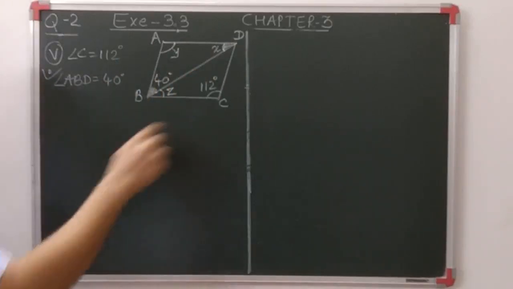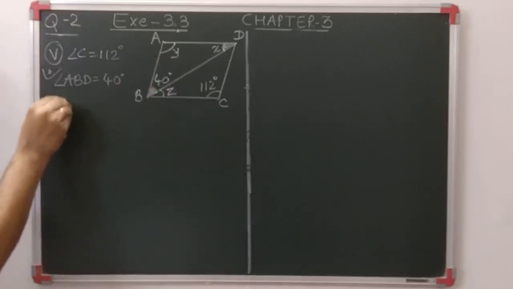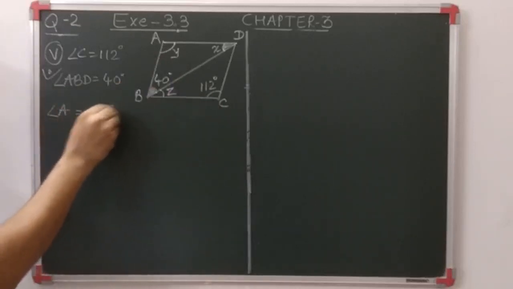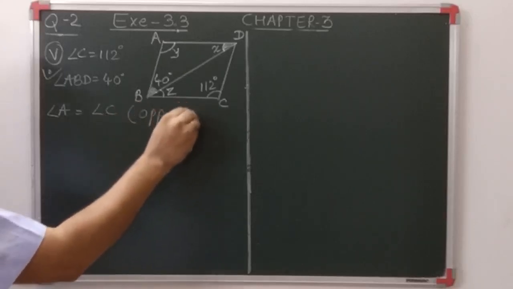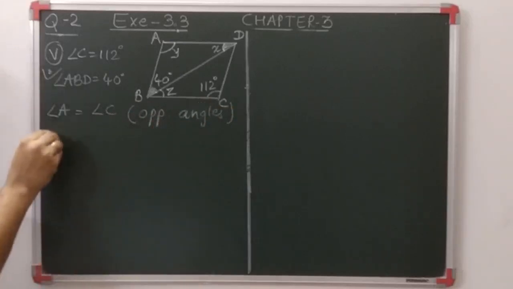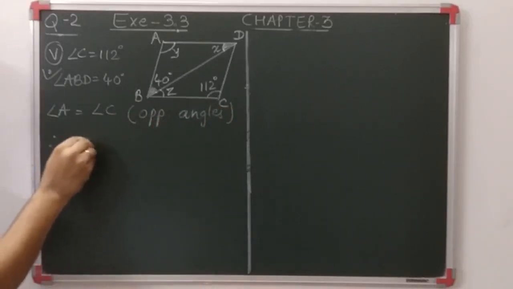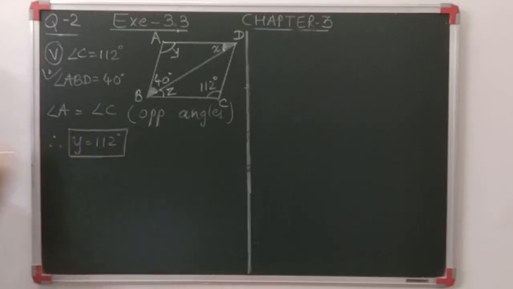Now look at the relation between angle C and A. As usual, it's a parallelogram. So we can say angle A is the same as angle C because they are the opposite angles of a parallelogram. So opposite angles are always equal in a parallelogram. So we come to the value of Y. This is 112 degrees. So we obtain Y.